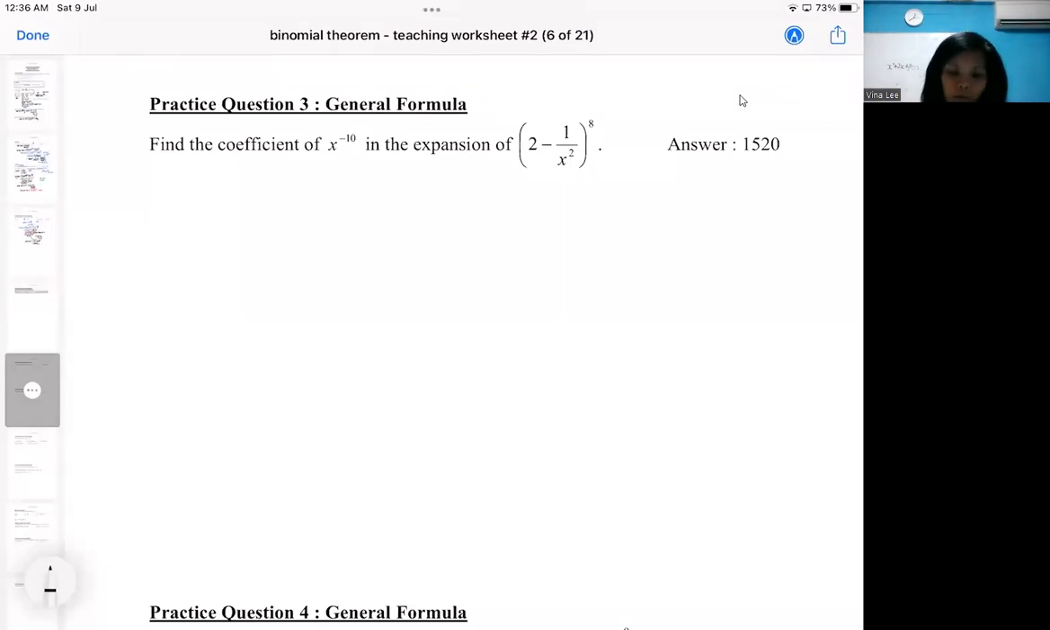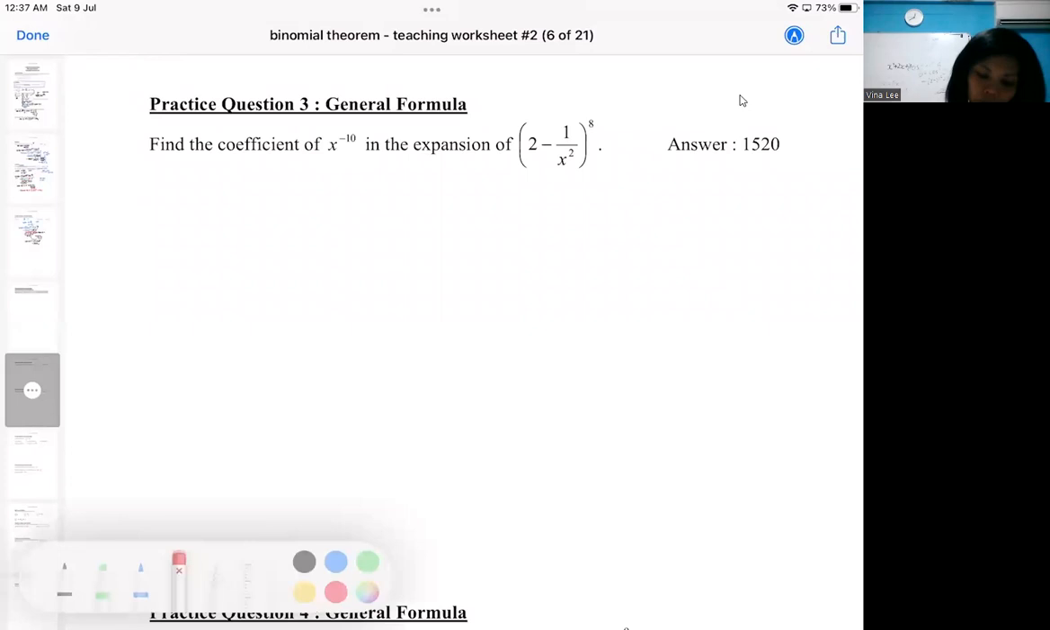So this is another question where we're going to use the general formula, but we are finding the coefficient of x to the power of minus 10. Okay, so coefficient of x to the power of minus 10, that means essentially it's like this. That means I will be finding a number that is the numerator later. Okay, so let's explore this.